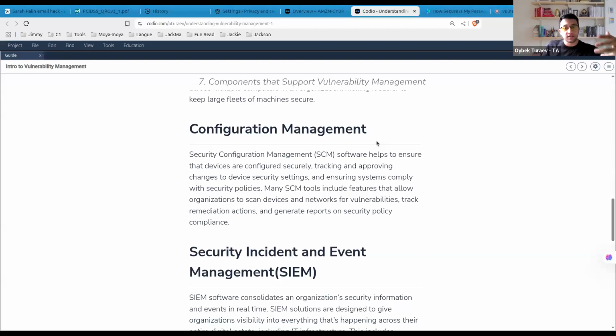And then we have configuration management. That's a more automatic process. Security configuration management helps to ensure devices are configured securely. So we can automate this process, and through these tools, it's going to be easier to avoid default configurations and to implement security hardening, okay?